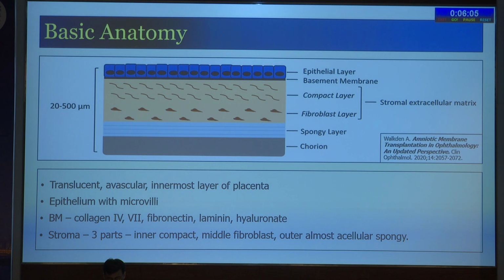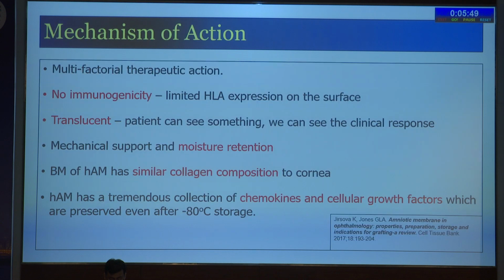The epithelium has microvilli, and the basement membrane is made up of collagen 4, 7, fibronectin, laminin, and hyaluronate. The stroma has 3 parts: the inner compact, the middle fibroblast, and the outer almost acellular spongy layer. Now, what is the mechanism of action? It has a multifactorial therapeutic action.